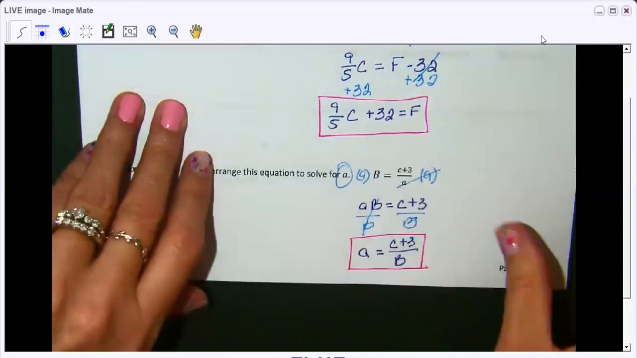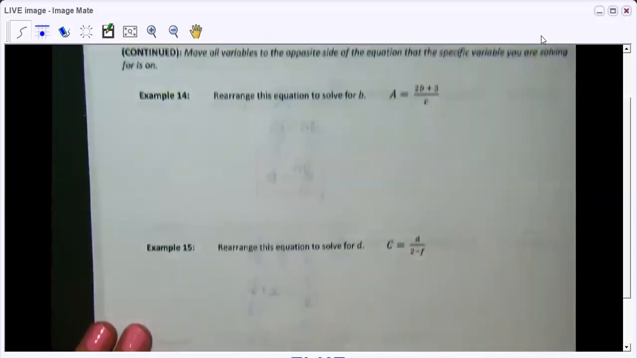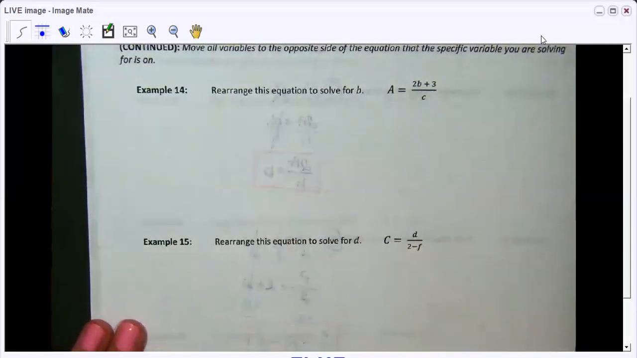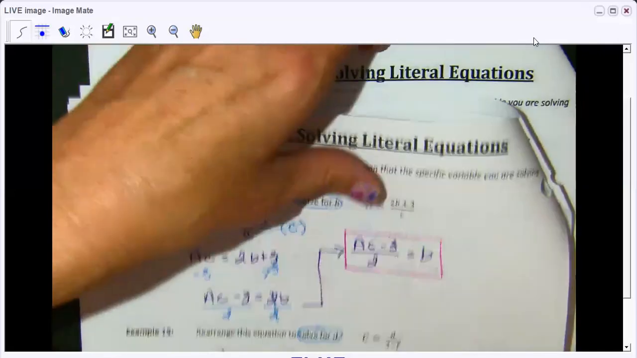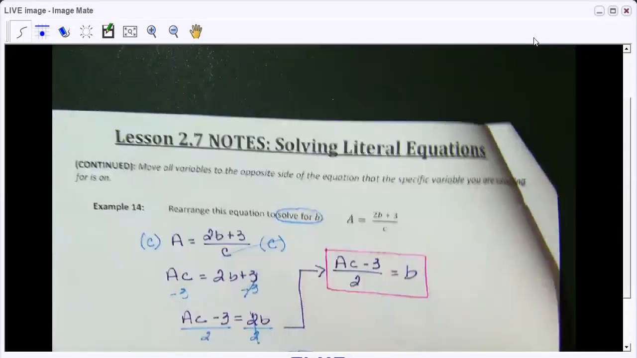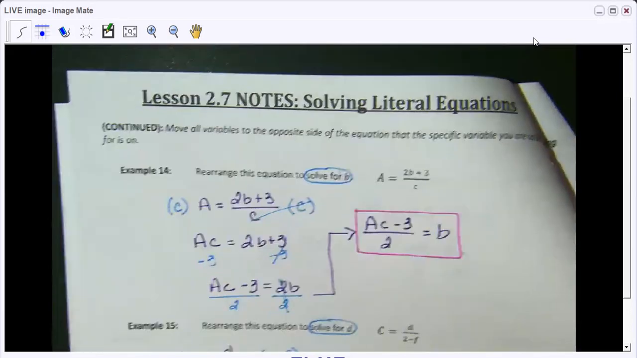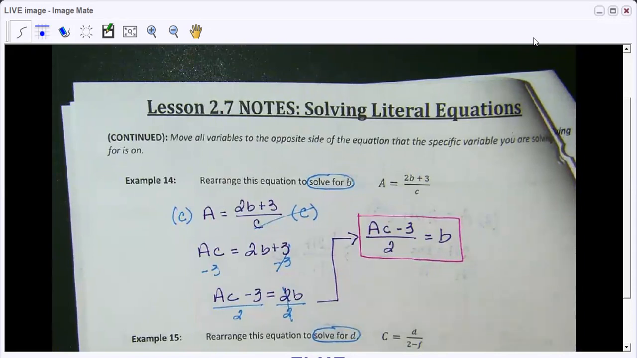Let's go ahead and go on to page 4. I want you to try example 14 on your own, but I do want to do 15 with you. So everybody try example 14. Bless you. Okay, so here is the answer for 14. I want you to check to make sure that you did that correctly. And then if there's a step that you missed, please notice it.